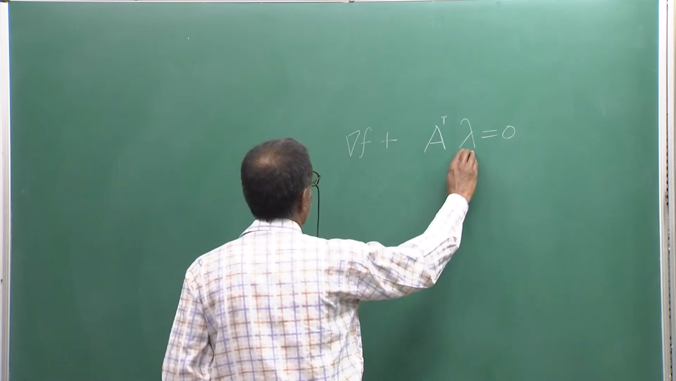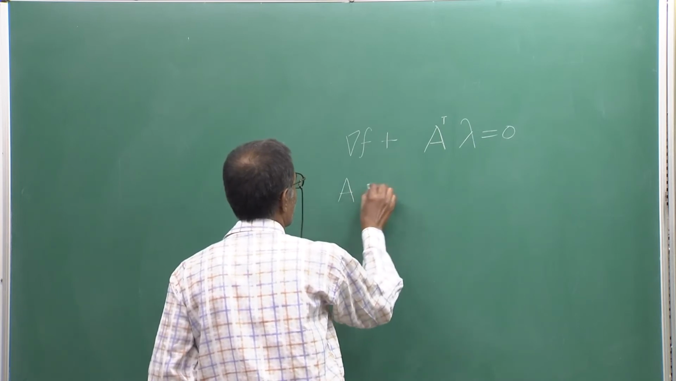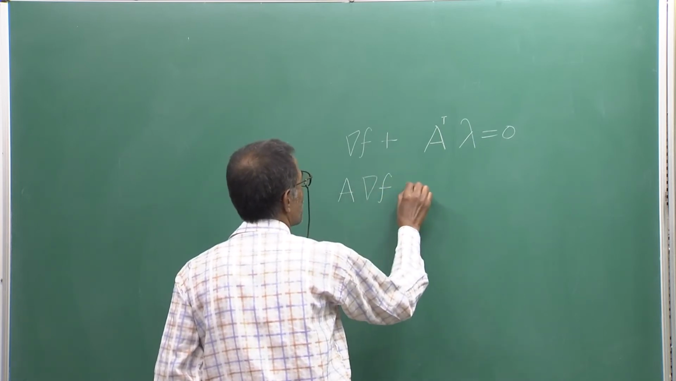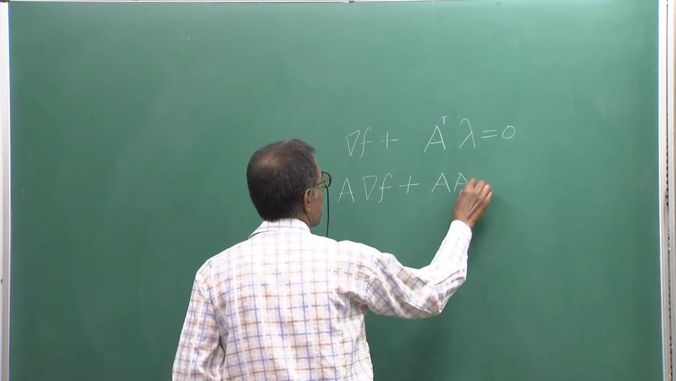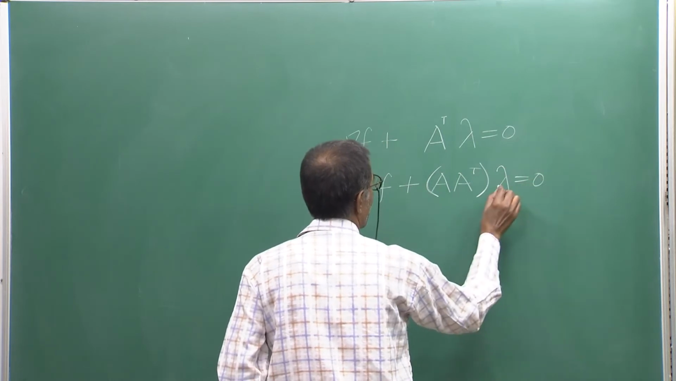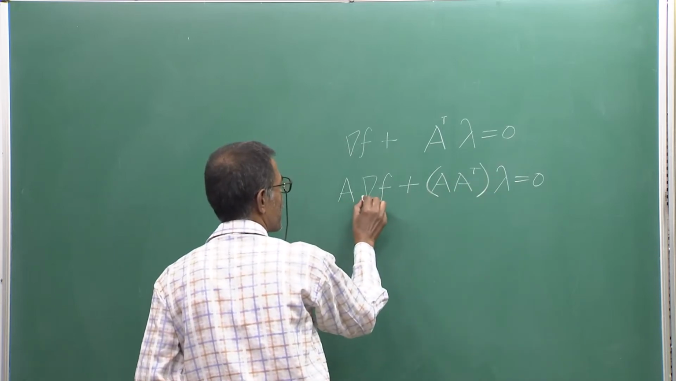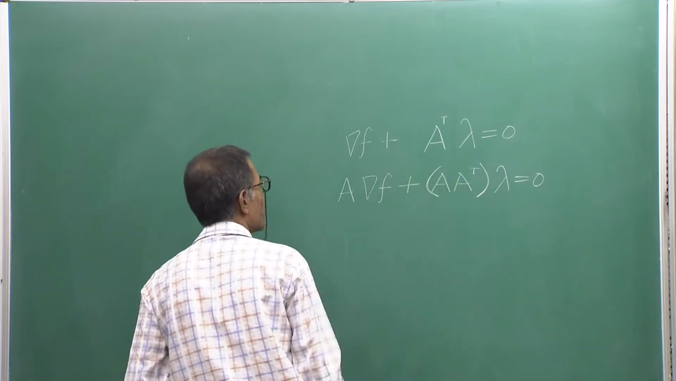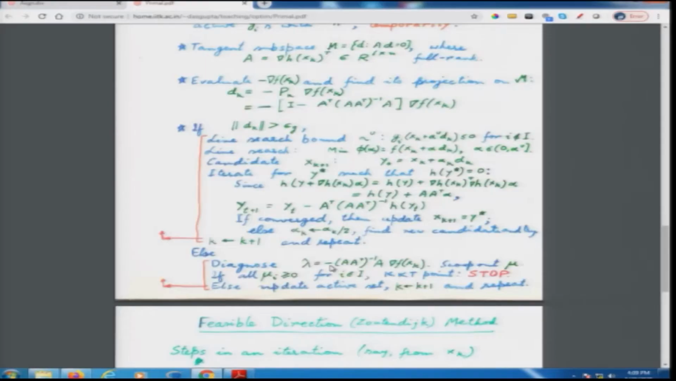Now, you want to solve for lambda, right. So, multiply both sides with A, then you get A grad f plus A A transpose lambda equal to 0, and from here you can get lambda as minus A A transpose inverse A grad f. This A A transpose inverse you already have. Okay. So, that is how you get this lambda as minus A A transpose inverse A grad f. This is a list of Lagrange multipliers.